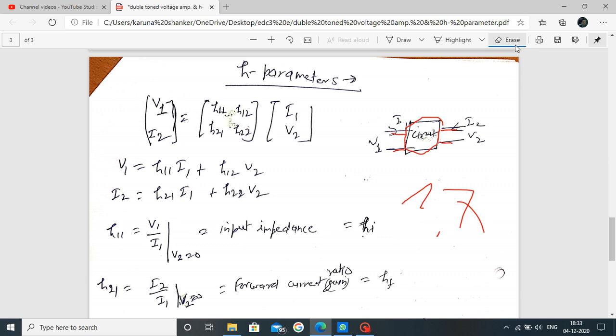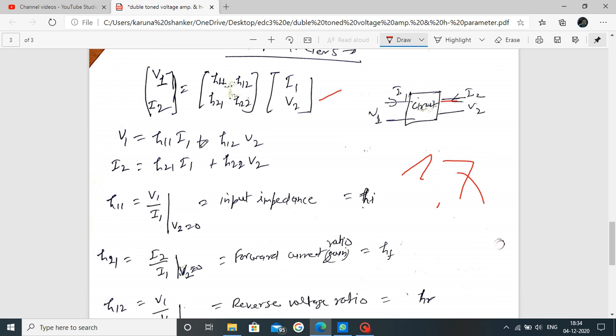The relation of your H parameter with your voltage and current is described by a matrix form. This means V1 and I2 equal the H parameter matrix times I1 and V2. This is the relation of your H parameter for the two-port network. Now this matrix is in the form of equations. Now we describe H11, H12, H21 and H22.